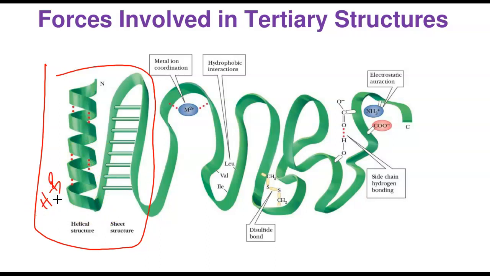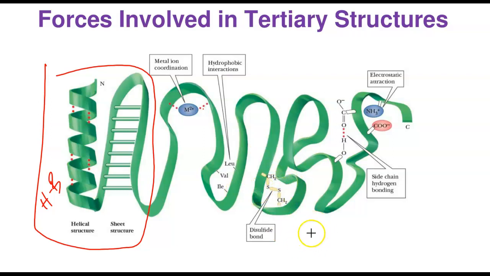Now, let's look at other structures. You can have a metal ion in between two proteins helping to stabilize the proteins. This type of bond is what we call metal-ion coordination or complexation. You can also have hydrophobic bonds that can form between non-polar side chains like isoleucine, valine, or leucine. You can have those interactions. A disulfide bridge can be formed between two cysteine groups.